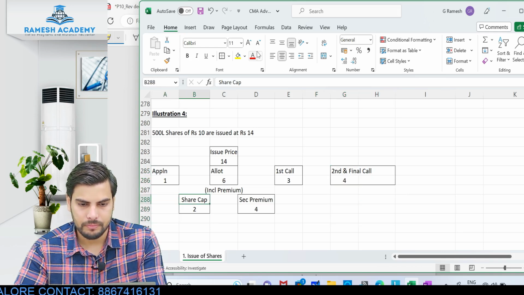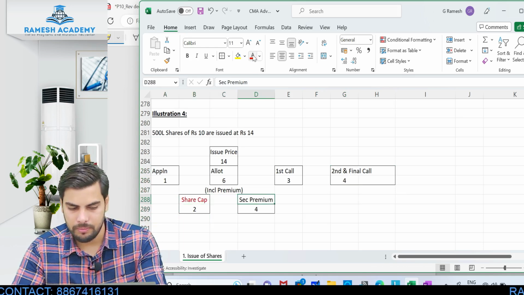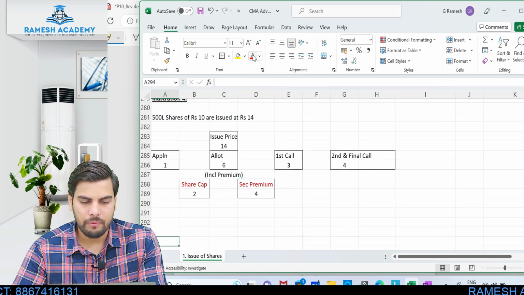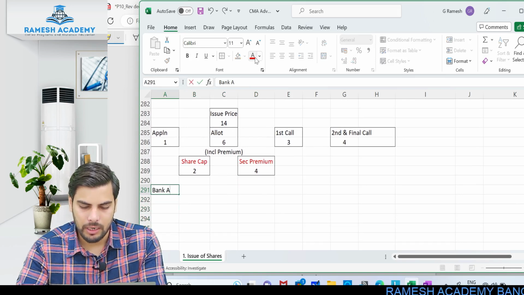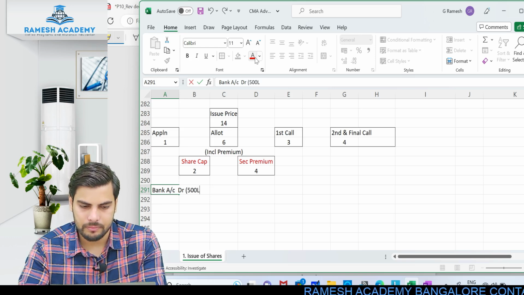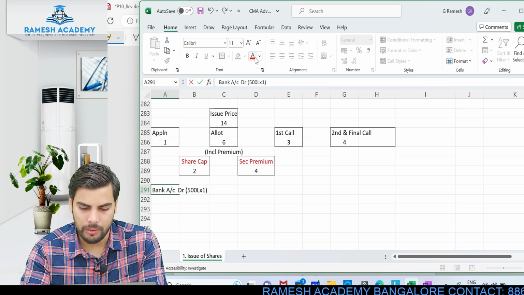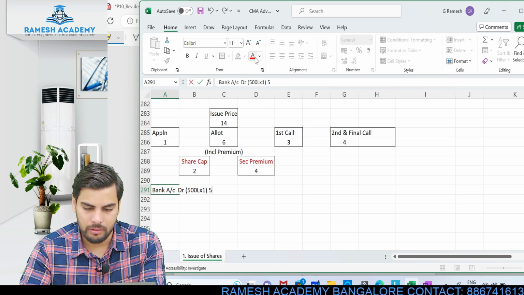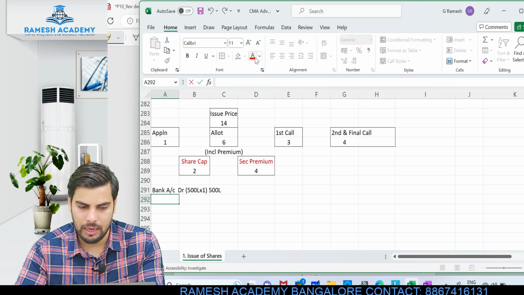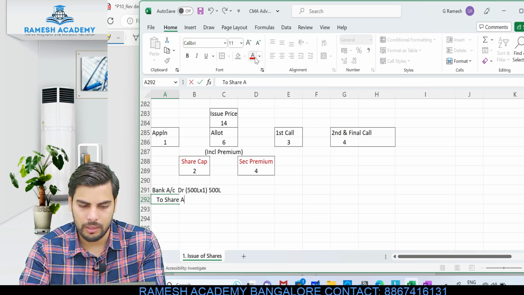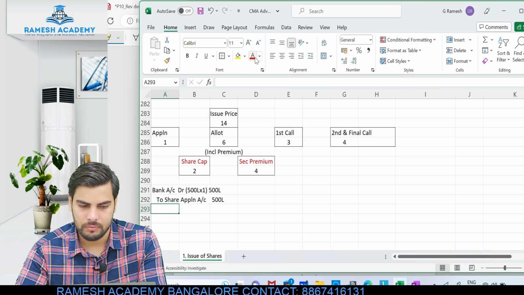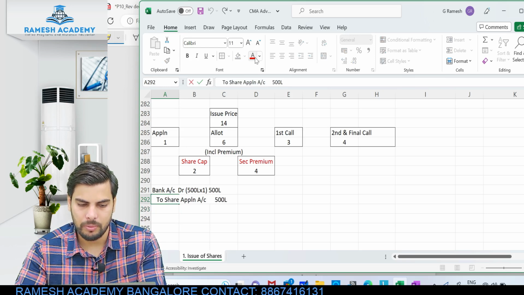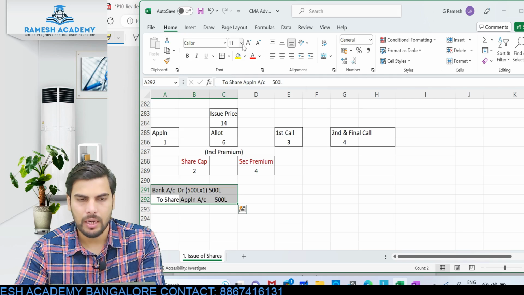Now let's pass the journal entry for the same. The first entry will be when I'm receiving the application money. What will be the entry when I'm receiving the application money? The entry will be bank account debit. How many shares? 500 lakh into how much am I receiving? 1 rupee. So bank account debit, 500 lakh into 1, to share application account. This would be the first entry. Bank account debit to share application account, 500 lakh.